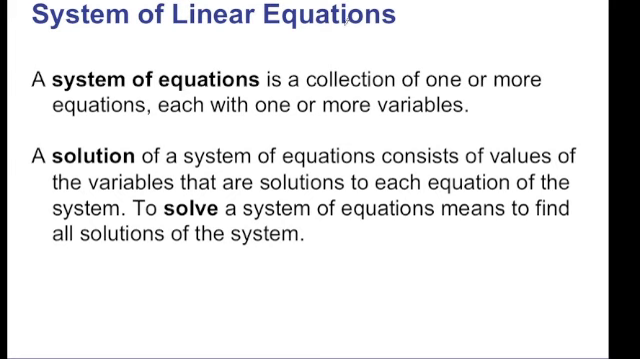A system of linear equations is the collection of one or more equations, each with one or more variables. The solution to a system equation consists of values of the variables that are solutions to each equation of the system. We solve a system equation means to find all solutions to the system. And if we have a system of two equations, we'll have both an x and a y, two variables to find. A system of three equations would have three different letters, maybe x, y, and z, to find the value of all those variables.